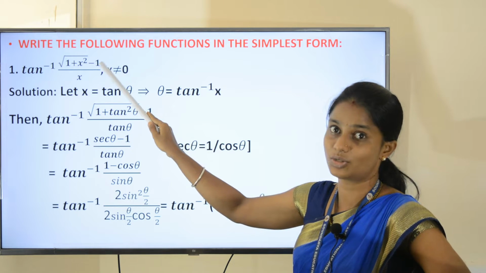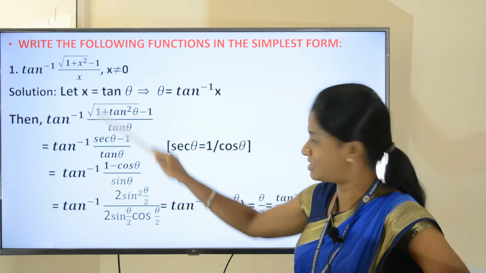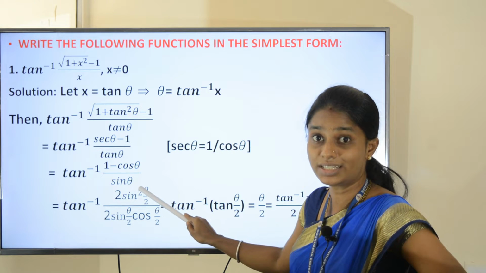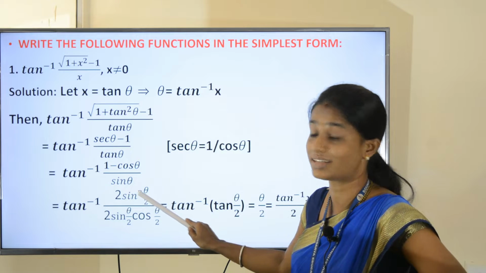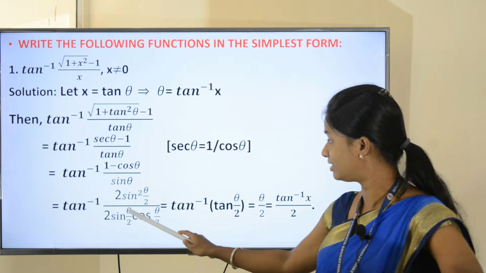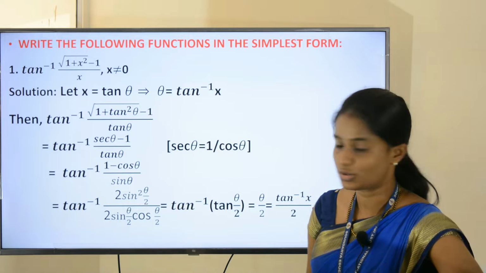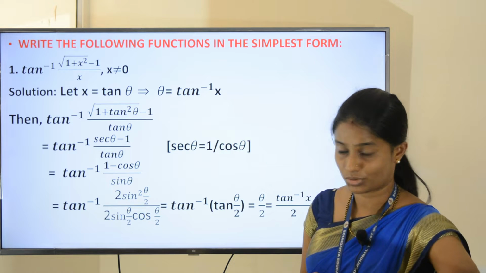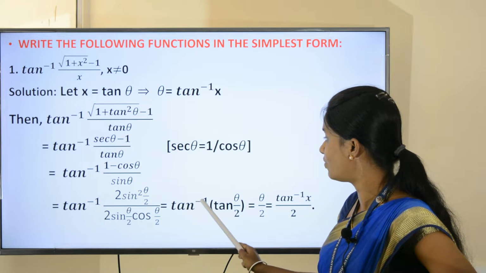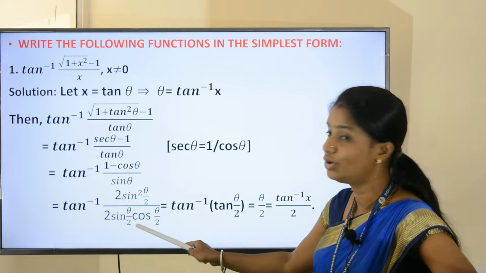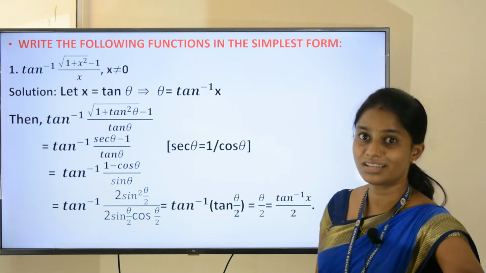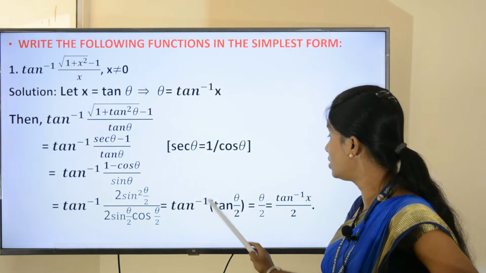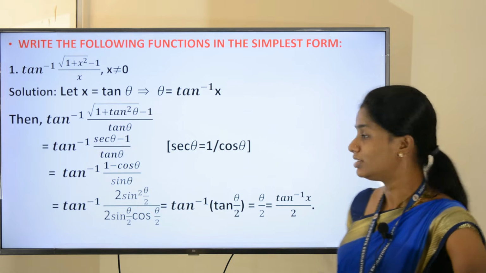That is the first result I gave in the important formula list: 2 sin square theta by 2 divided by sin theta. Sin 2 theta can be written as 2 sin theta into cos theta, so sin theta can be written as 2 sin theta by 2 into cos theta by 2. Here 2 will get cancelled, and sin theta by 2 cancels. What is remaining? Tan inverse of sin theta by 2 over cos theta by 2, which is tan theta by 2. So tan inverse of tan x is equal to x. That is, tan inverse of tan theta by 2 is equal to theta by 2.